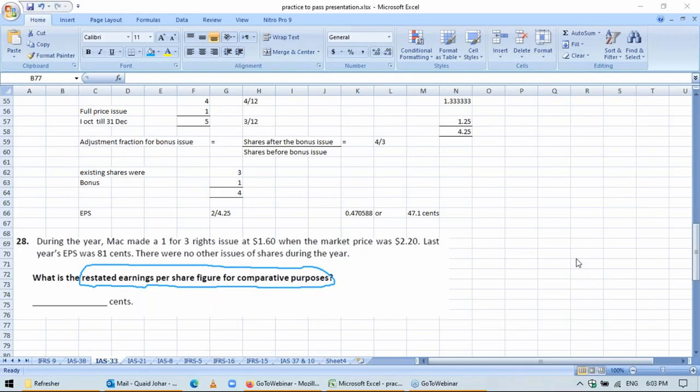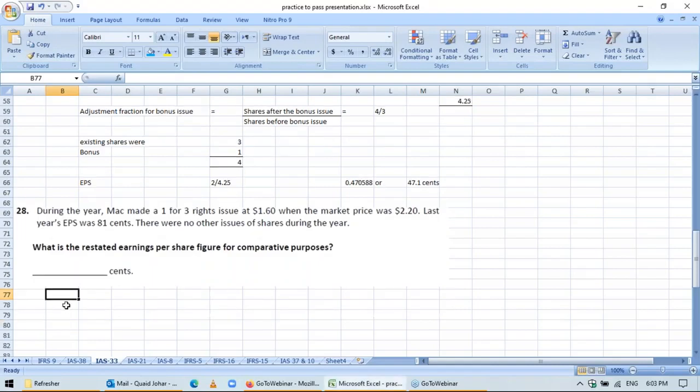Previous year's EPS is given in the question. If you see, the last year's EPS was 81 cents. Now, what adjustment do we have to make? We do not have to calculate the whole of the EPS again, so please note that. We just have to apply the adjustment fraction to the EPS. Now, how will we apply it? Let's check. First of all, we will calculate the theoretical ex-right price.